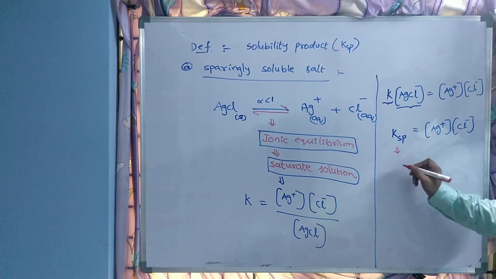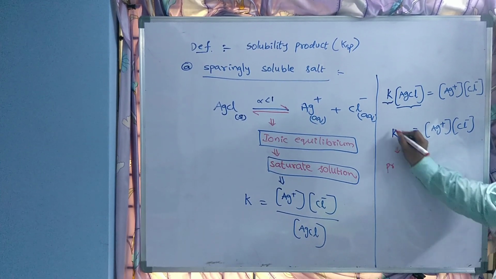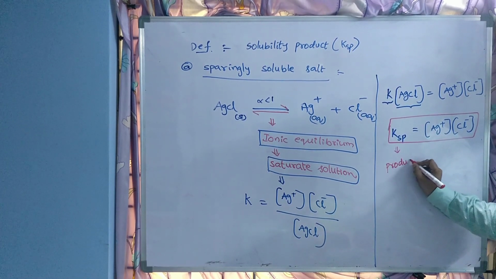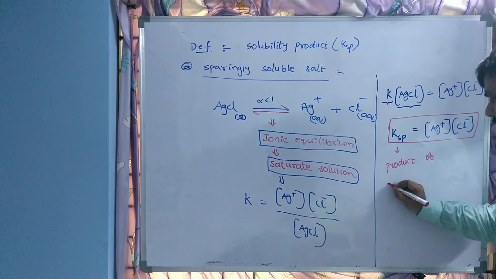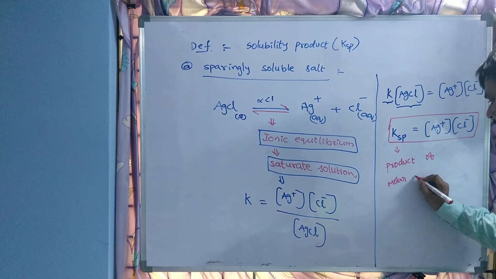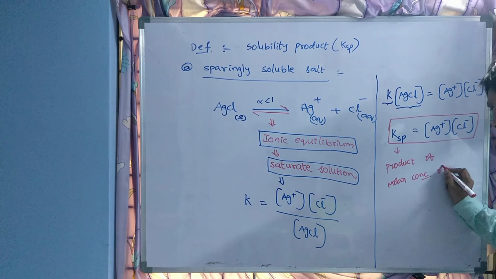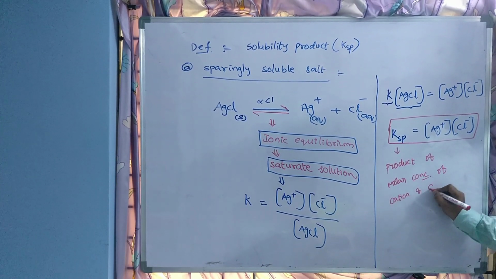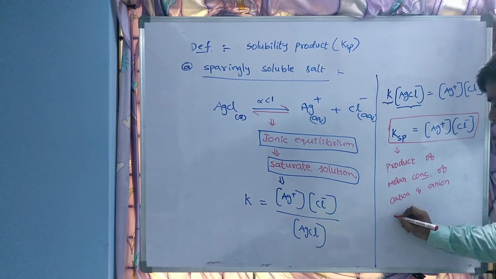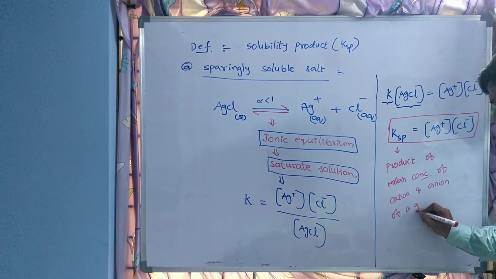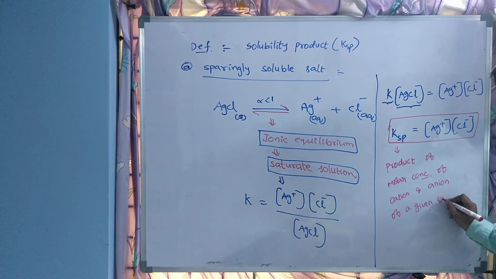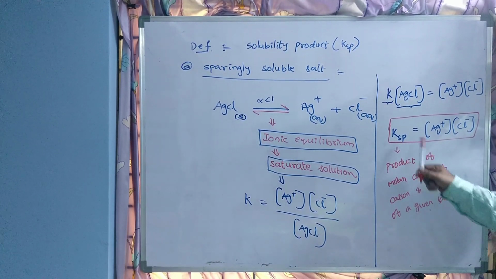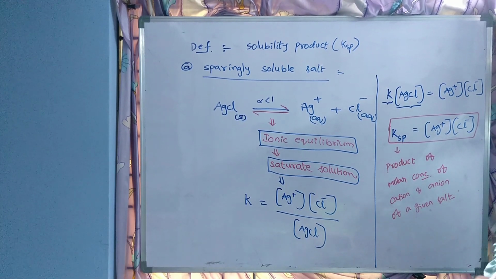So based on this, we can define the solubility product like this: the solubility product is nothing but the product of the molar concentrations of the cation and anion of a given salt. So this is the solubility product definition.